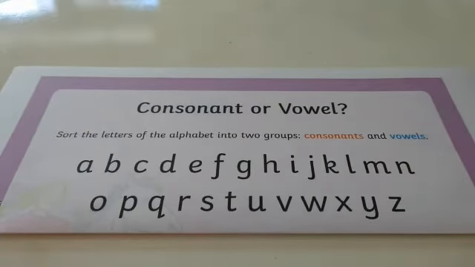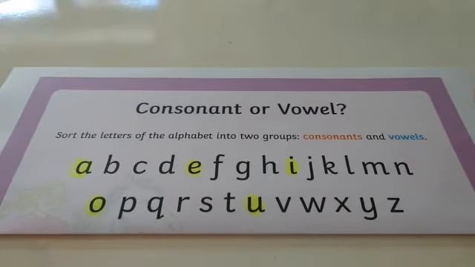Okay, let's see what you've got. So, I know that A is a vowel. I know that E is a vowel. I know that I is a vowel. I know that O is a vowel. And I know that U is a vowel. Now then, we're going to need to remember that all of the other letters are consonants and that these 5 are vowels, and this will help us decide whether we're using a or an when thinking about our objects.